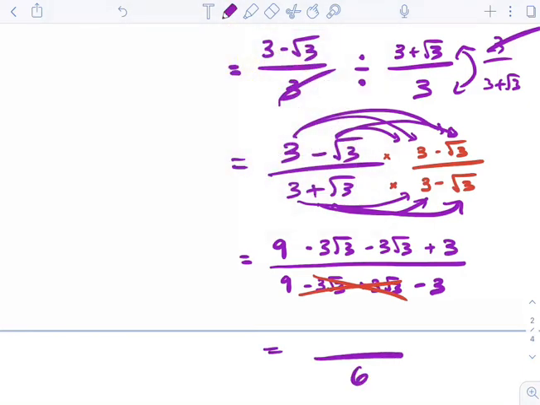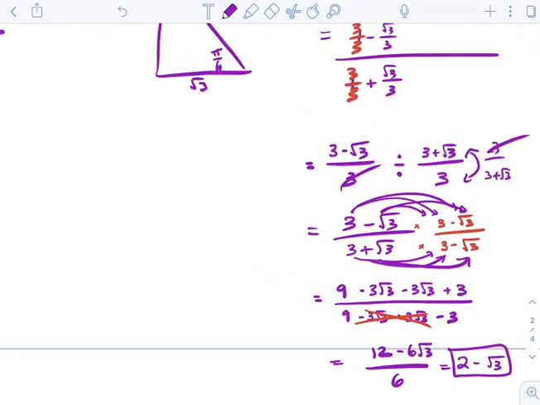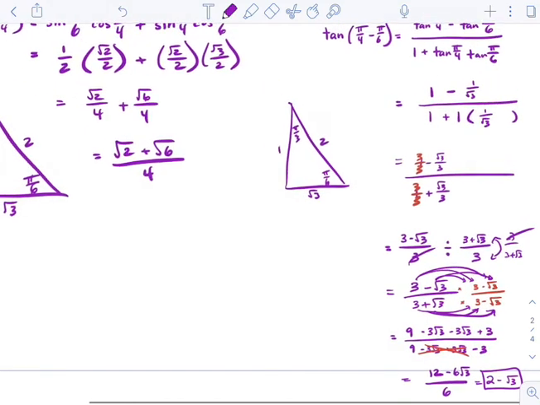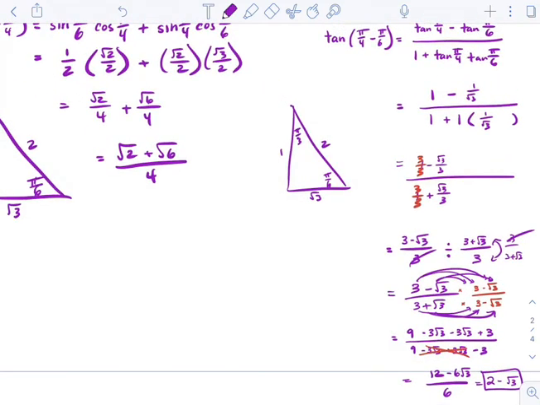On top, I can add the 9 and the 3 together to get 12. I can subtract these to get negative 6 root 3. And then I can take out a factor of 6 from each of them. 12 divided by 6 is 2. Negative 6 divided by 6 is negative 1 root 3, or just root 3. And that's how we can simplify our answer. That's just multiplying by the conjugate. Now that was a lot of extra work down at the bottom there, but that's how we can find the exact value of tan 15, or tan pi over 12.